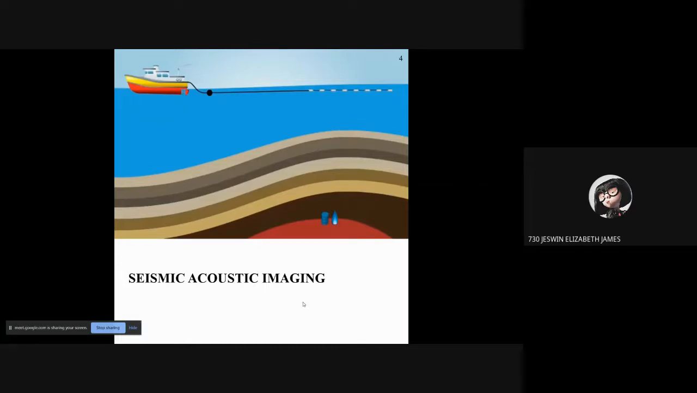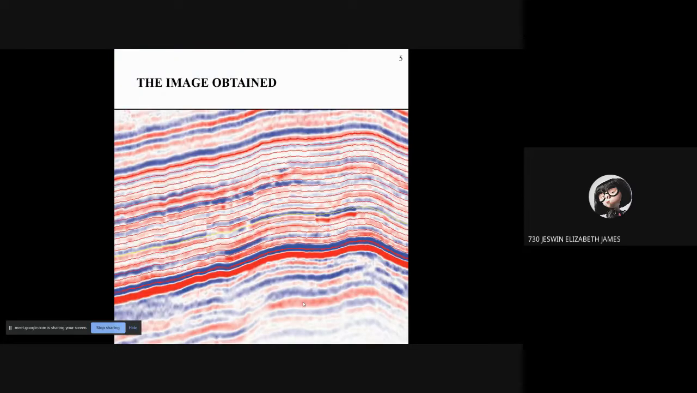So for oil wells which are located deep in the ocean bed, we use offshore seismic acoustic imaging technology, which includes a device to send out wavelets. So here you can see in the animation that there is an acoustic source which is sending out the wavelets, and this is recorded by another device which is known as the hydrophones. And the hydrophones capture these reflected wavelets, and the wavelets now give rise to an image. Now this is the image which is obtained.